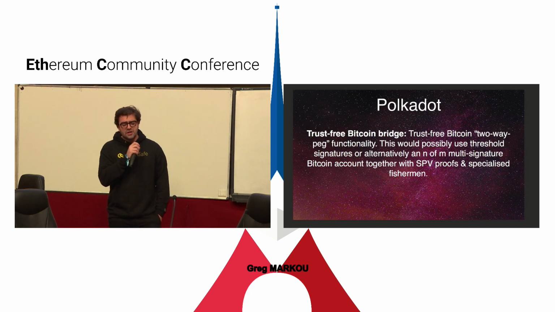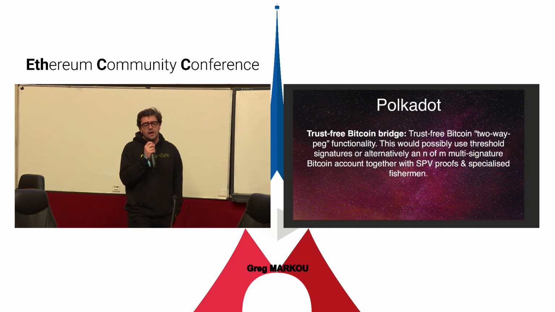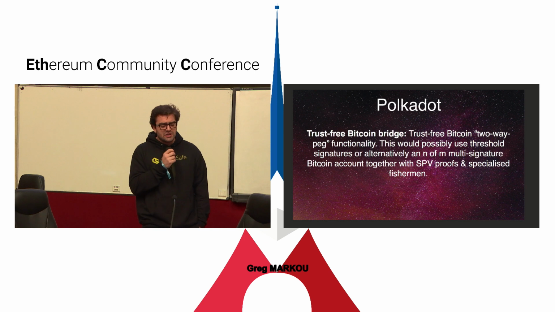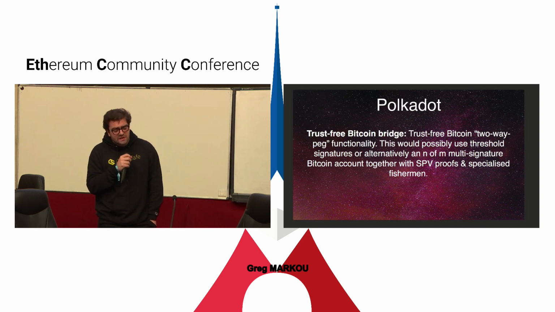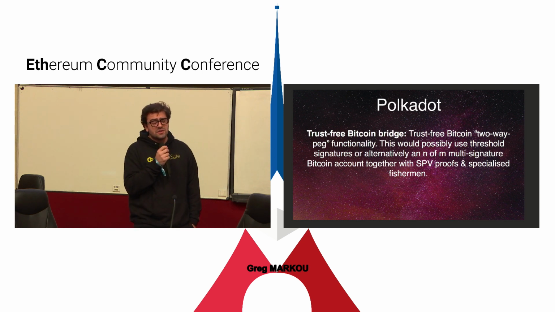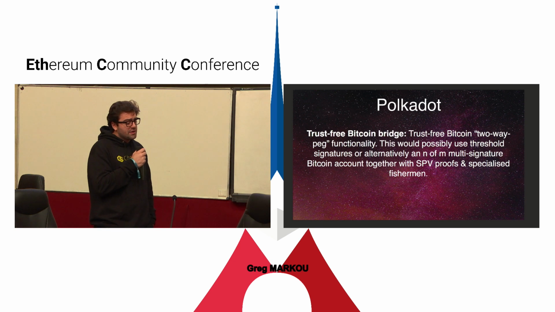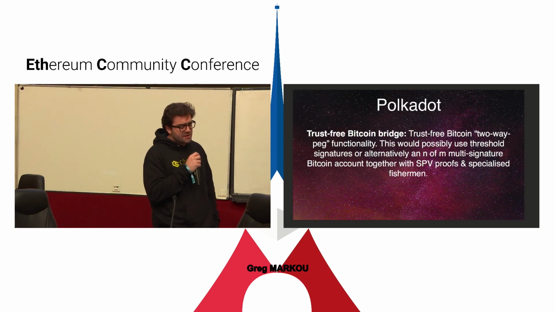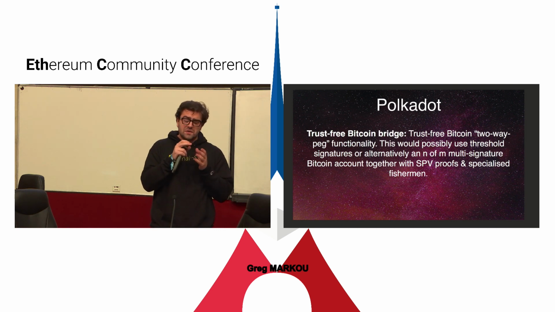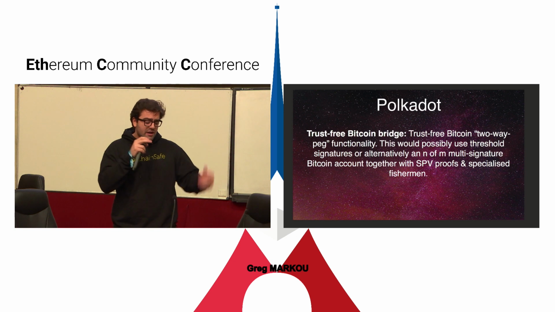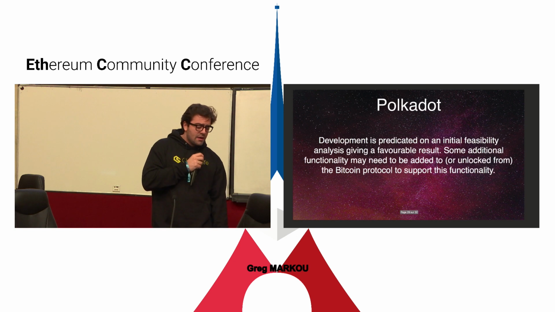Another idea would be a trust-free Bitcoin bridge, like a two-way peg functionality. There are two possibilities here: a threshold of signatures, kind of POA style, or you could alternatively do an N of M multi-signature Bitcoin account with SPV proofs and specialized fishermen to allow you to do transfers from Bitcoin into the parachain Polkadot ecosystem.